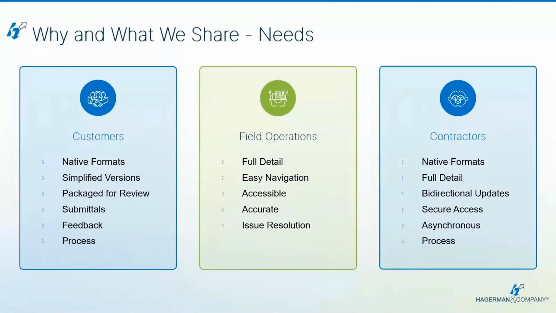So let's dig more now into, again, why and what we share, with those three major areas: customers, field operations, and contractors. In terms of what we share, if we're talking about sharing data with our customers, sometimes we need to send data in a native format, meaning an AutoCAD drawing or an Inventor assembly, or maybe not native format but a more detailed format, like a STEP file or, say, a Revit family extracted. We often need to send simplified versions of our assemblies, say of a detailed Inventor assembly.